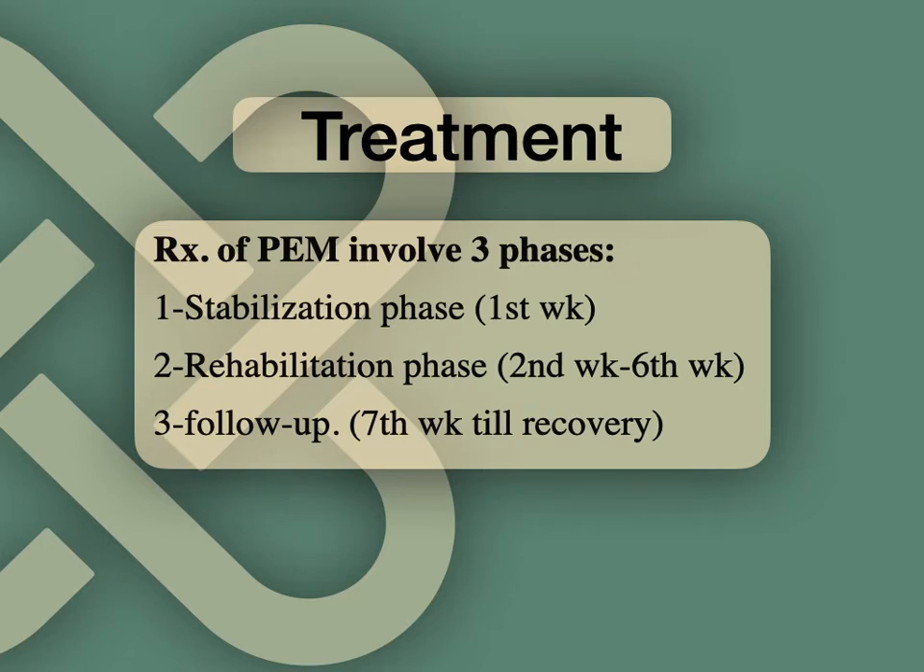Treatment of a patient with protein energy malnutrition usually involves three phases. The first stage is the stabilization phase, which lasts the first week. The second stage is the rehabilitation phase, which lasts from the second week up to the sixth week. And the last will be the follow-up phase, which starts from the seventh week until recovery.